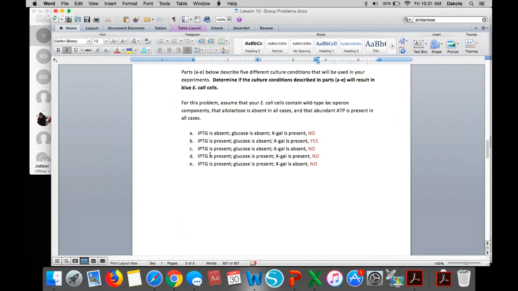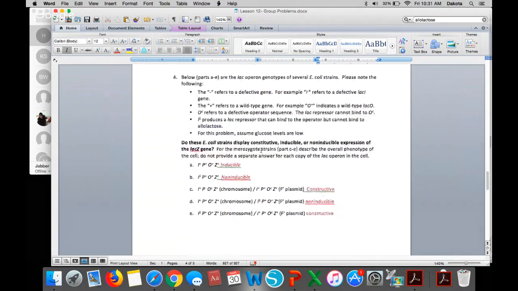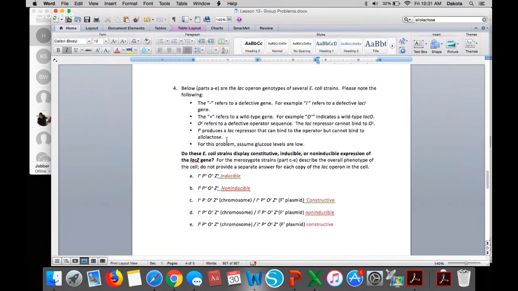And then in 4, we just used the little key that she gave us right here, and that helped us to decide if it was constitutive, inducible, or non-inducible. So for A, we have inducible. For B, we have non-inducible. For C, we have constitutive. And D, we have non-inducible. And E, we have constitutive.